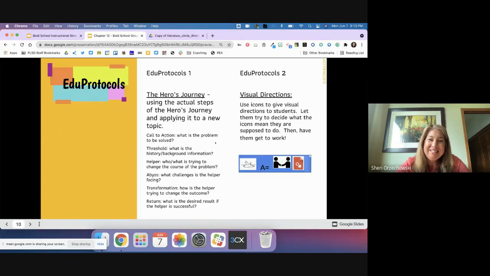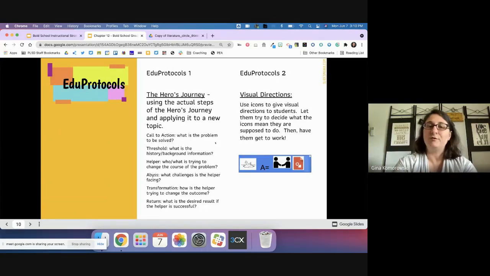So the two EDGE protocols that we had were the hero's journey and visual directions. With the hero's journey, you're using the actual steps of the literary trope that there is a hero's journey that all stories have a hero go through. But what you're doing is you're applying it to a new topic, a new subject. So the steps are right there. You have the call to action, the threshold, the helper, the abyss, the transformation.